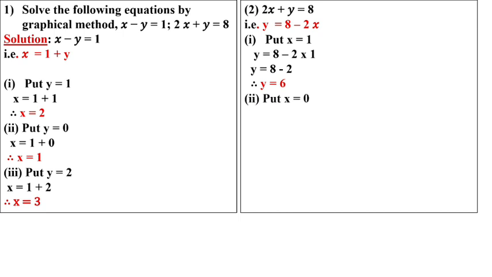Now the second one, we are taking x equal to 0. So y equal to 8 minus 2 into 0, because the x value we have taken is 0. 2 zeros are 0. So the y value will be 8. So students, now the third one we are taking x equal to 2.